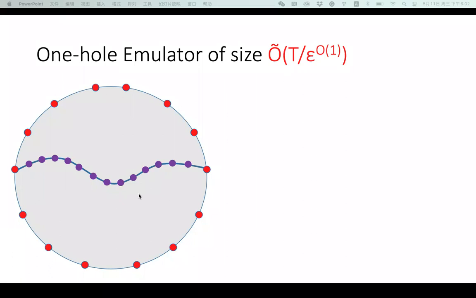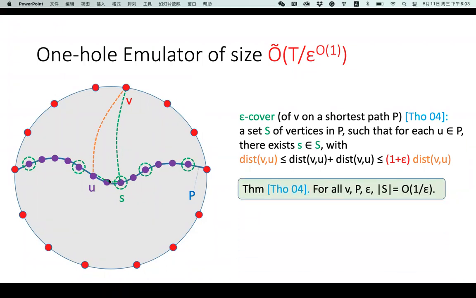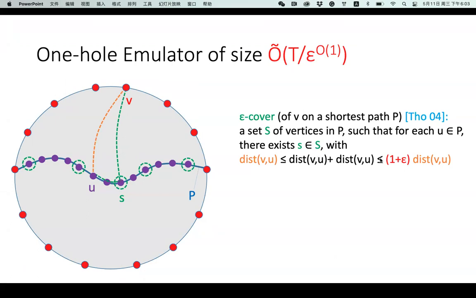And the previous work uses epsilon covers, okay, which is a notion first proposed and studied by Thorup in 2014. Okay, and it's defined as follows. So for a terminal V and for a shortest path P, an epsilon cover of V on P is a set S of vertices in P, such that for any other vertex U in P, if we go from V directly to U, or we go from V first to some vertex in the epsilon cover S and then to U, then these two distances are within 1 plus epsilon from each other.